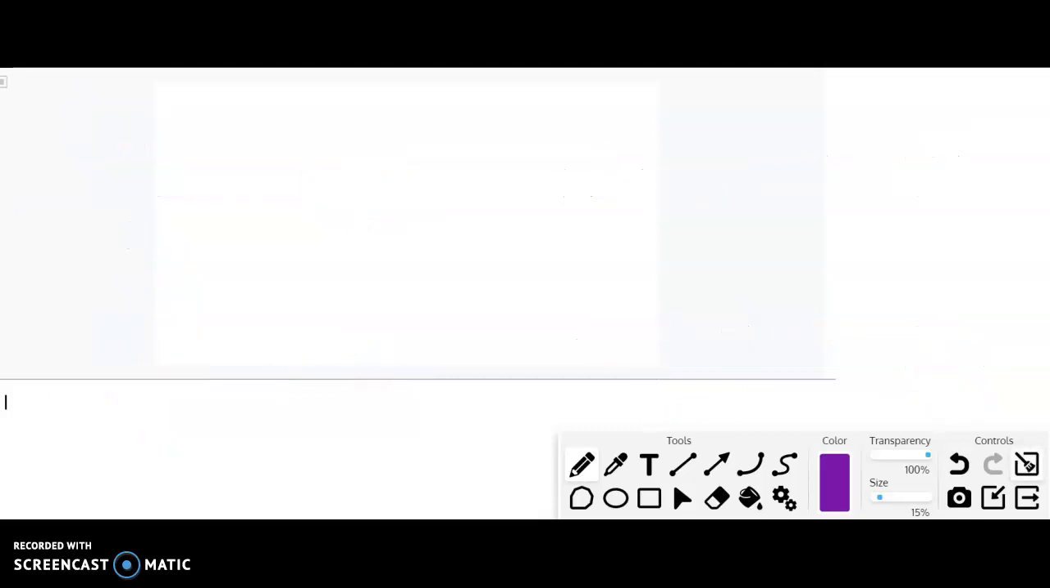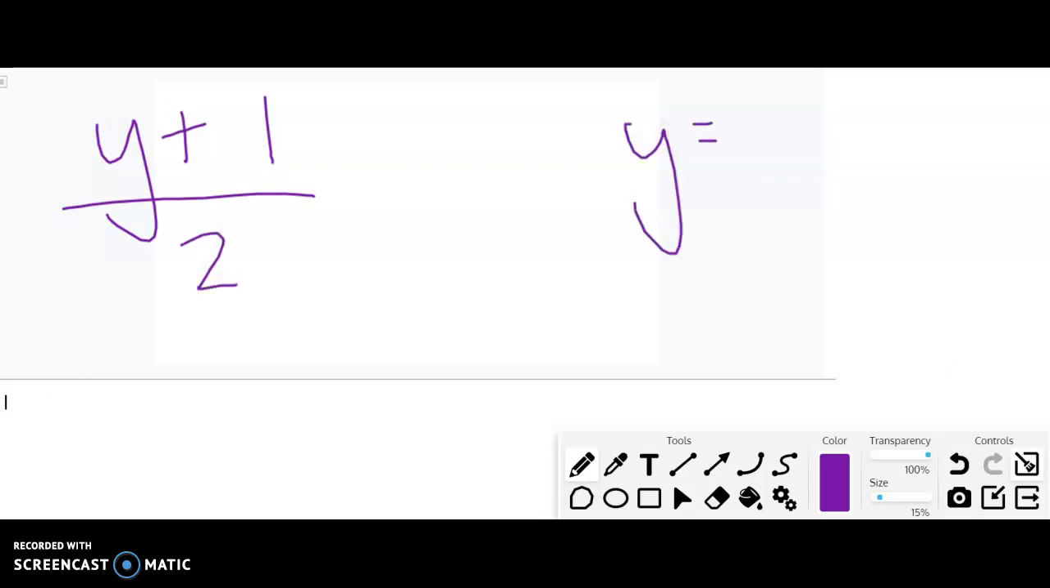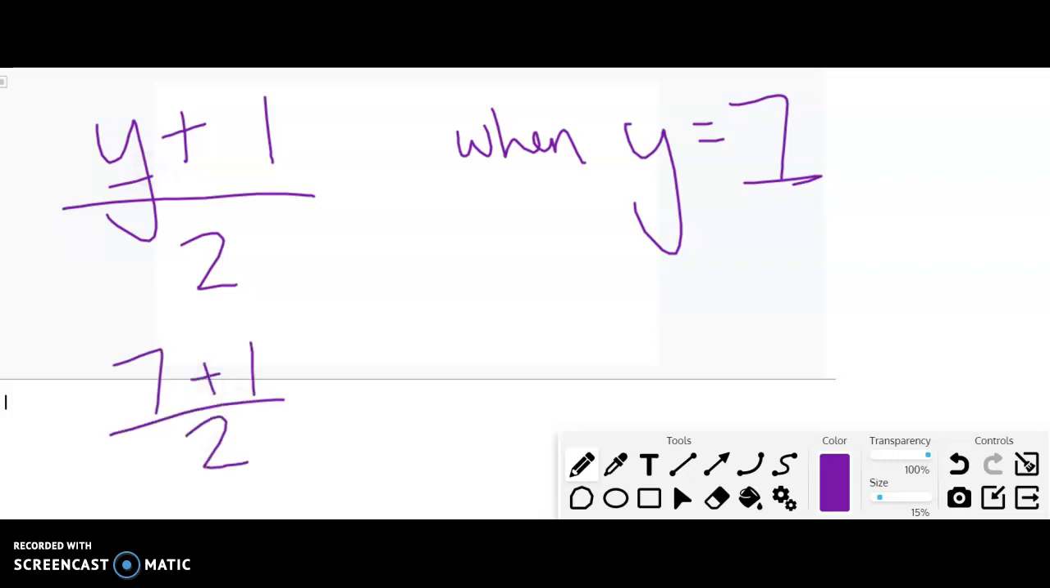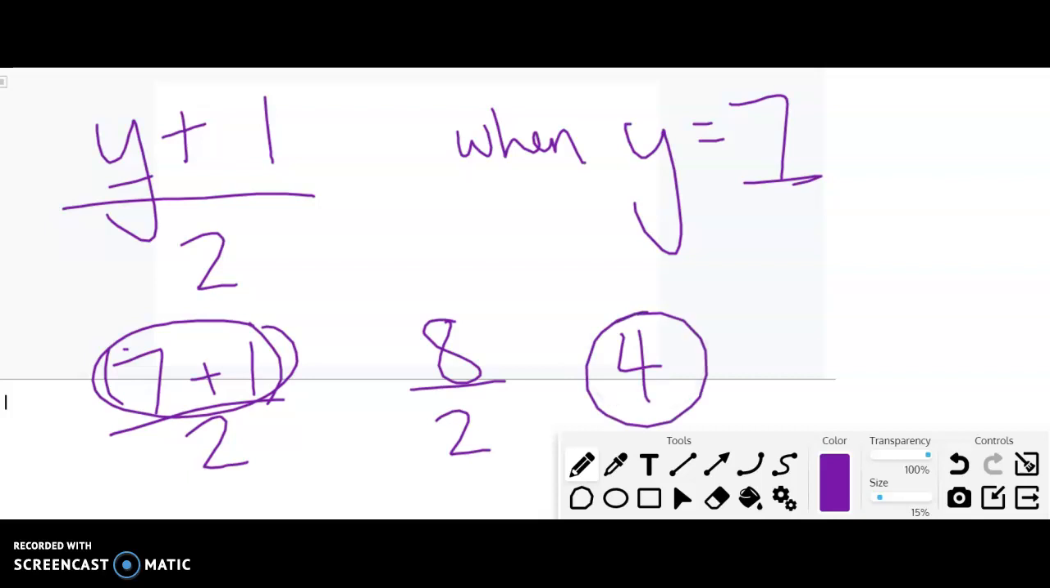Sometimes if you get something like y plus 1 over 2, then I'm evaluating when y equals 4, or sorry, that's a bad example, when y equals 7, well, I can substitute it in. I get 7 plus 1 divided by 2, and I consider this to sort of be in parentheses, so I do the top first. So I get 8 divided by 2, so then that equals 4.